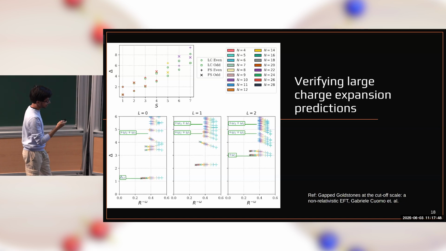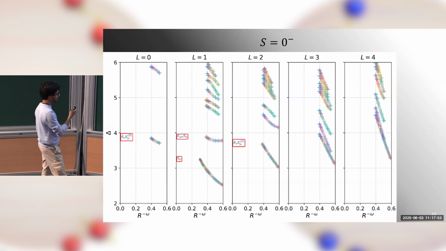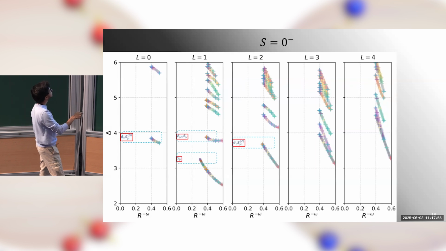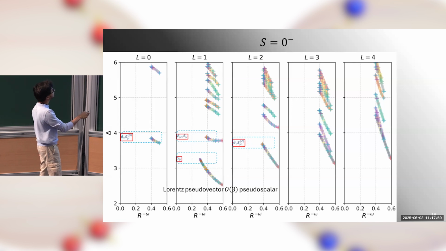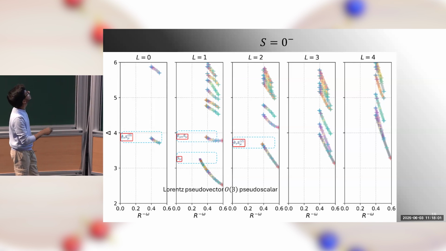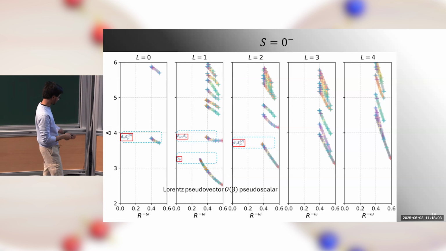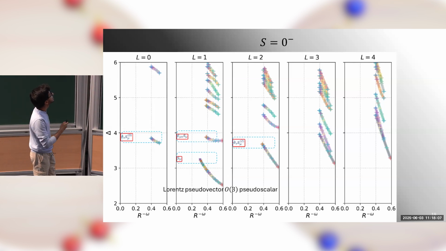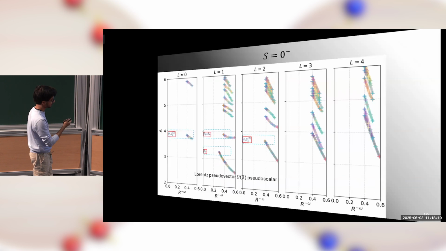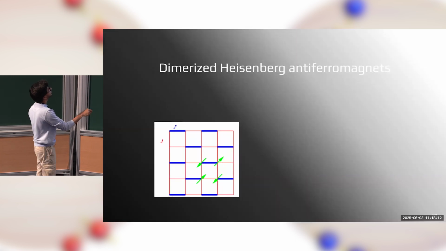And then perhaps the most interesting sector is this S0 minus, where we see this Lorentz pseudovector or O3 pseudoscalar primary. I call it pseudovector because it's also space-time parity odd. And this particular level seemed to have an important role in dimerised Heisenberg antiferromagnets. So these are these two different couplings.